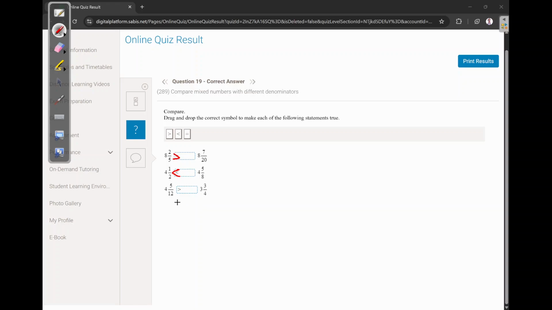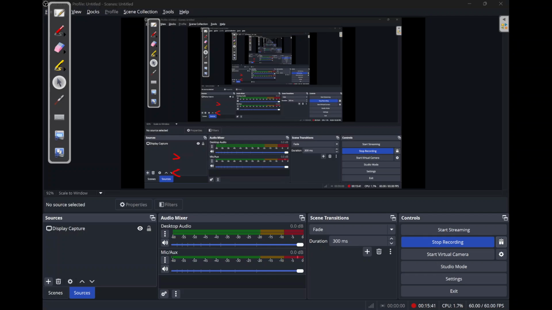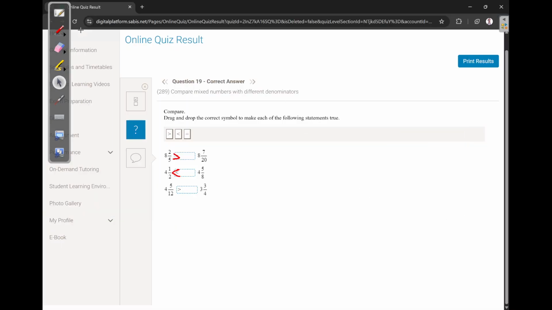4 times 3 equals 12. 3 times 3 equals 9, but this one is not bigger. It's because the whole is bigger than this, so that one's bigger. Even though the numerator is smaller, if the whole is bigger than the other one, it's bigger.